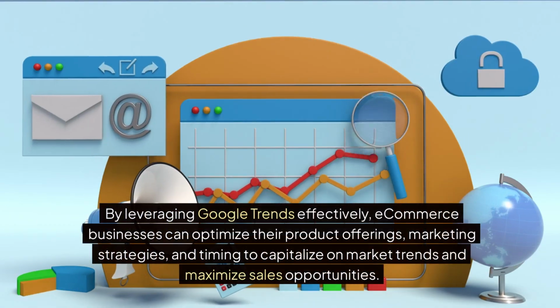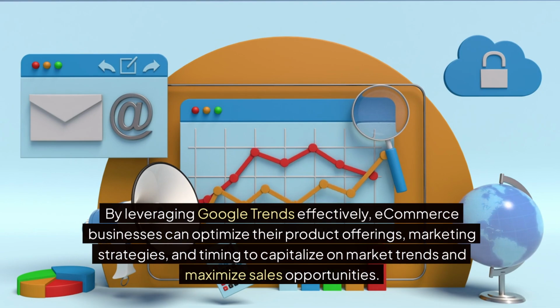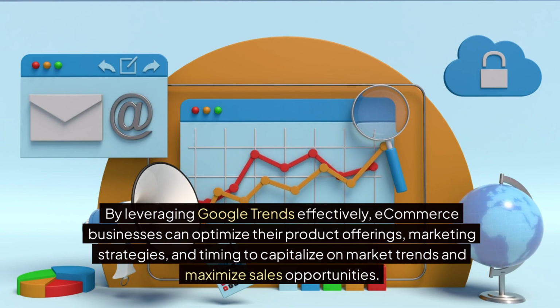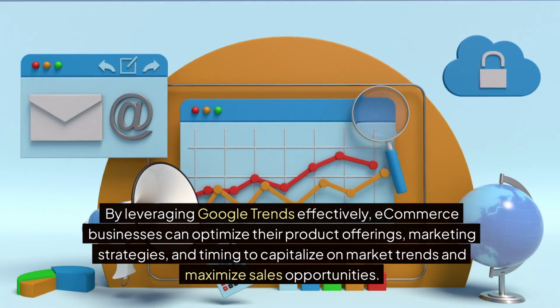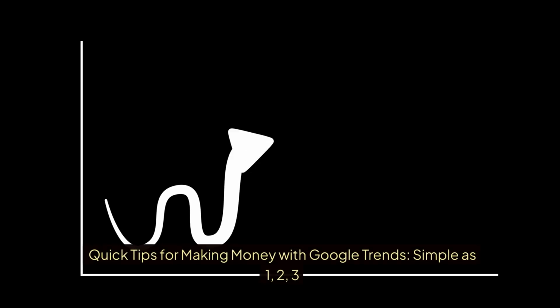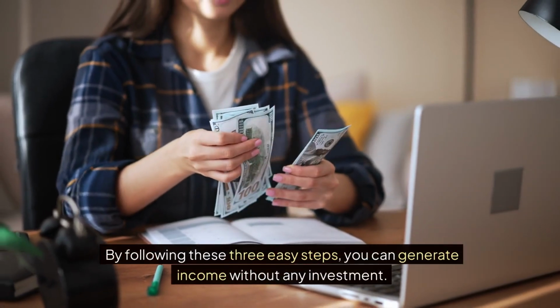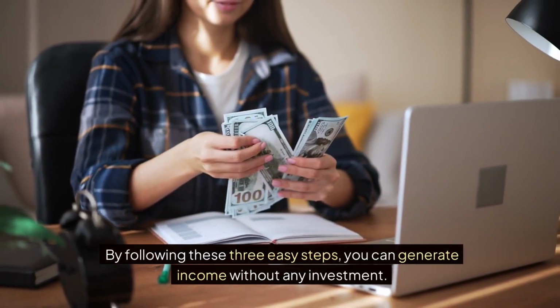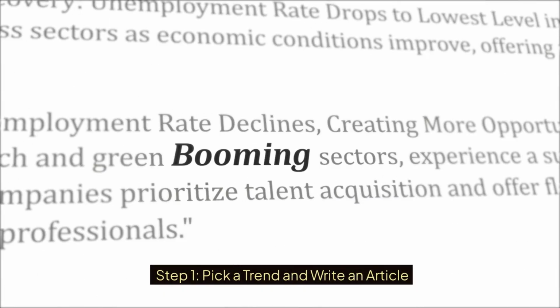By leveraging Google Trends effectively, e-commerce businesses can optimize their product offerings, marketing strategies, and timing to capitalize on market trends and maximize sales opportunities. Quick tips for making money with Google Trends. Simple as 1, 2, 3. By following these 3 easy steps, you can generate income without any investment. Step 1. Pick a trend and write an article.